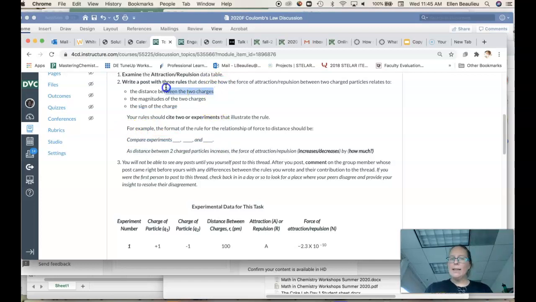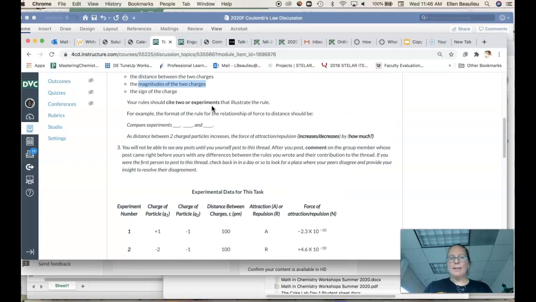When you're comparing the distance between 2 charges, I want you to pick experiments where you look at change in distance and control for all the other aspects. So control for the magnitude of the charge, control for sign of charges. Find 2 or 3 experiments that you can compare to make a rule about how the force of attraction or repulsion exclusively relates to the distance. Same for magnitude. If you're writing a rule about magnitude, pick some experiments that really explicitly look at the magnitude of the charge and hold the other aspects constant as best you can.